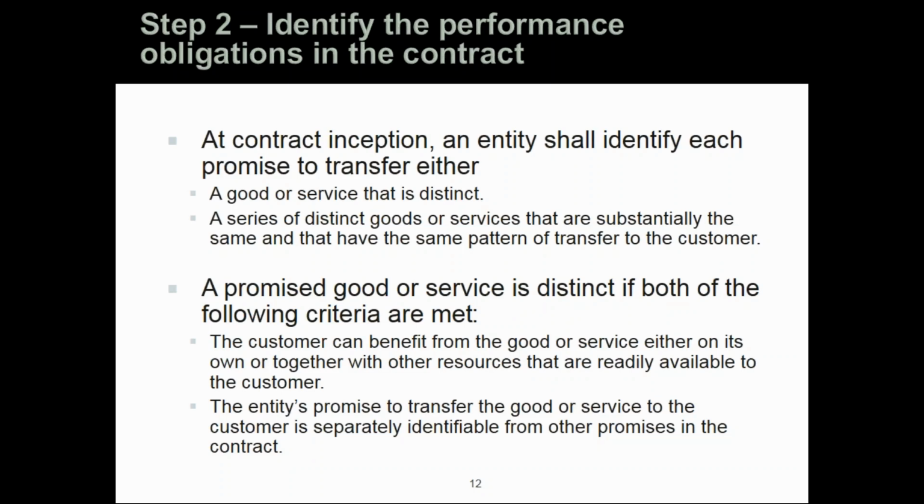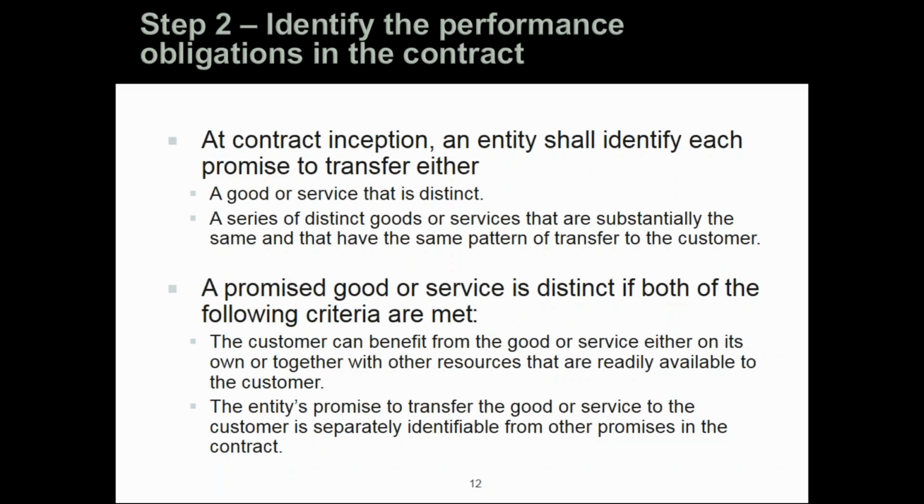To take that a step further, if the contract was to build a machine, install the machine, and there was a service contract component, then the service contract would be a separate performance obligation. And in that case, you'd have two performance obligations, one being the machine and installing it, and the second being the service contract. Another example that I'd like to touch on is warranties.